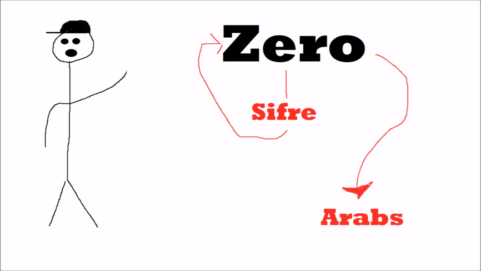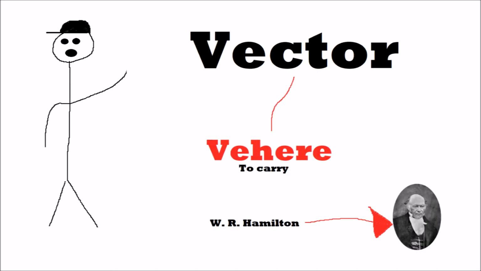Our word zero comes to us from the Arabs, much like algebra, and it's from the root cifra, from which we also get the word cipher. Vector is derived from the Latin root vehire, to carry. The root is also the source of everyday words like vehicle. The mathematical use of vector was introduced by W.R. Hamilton.